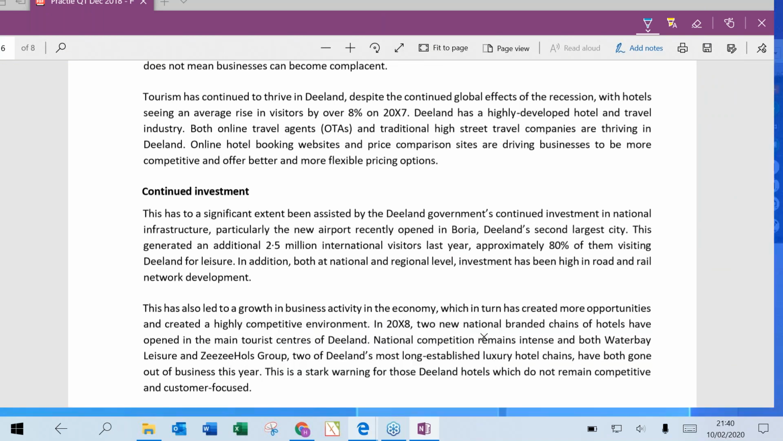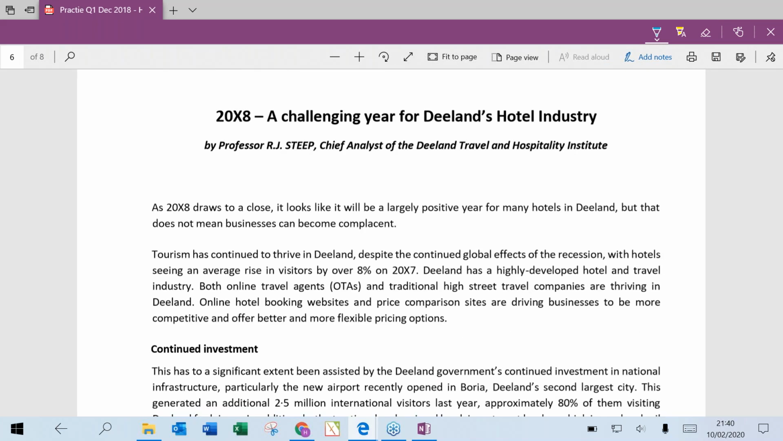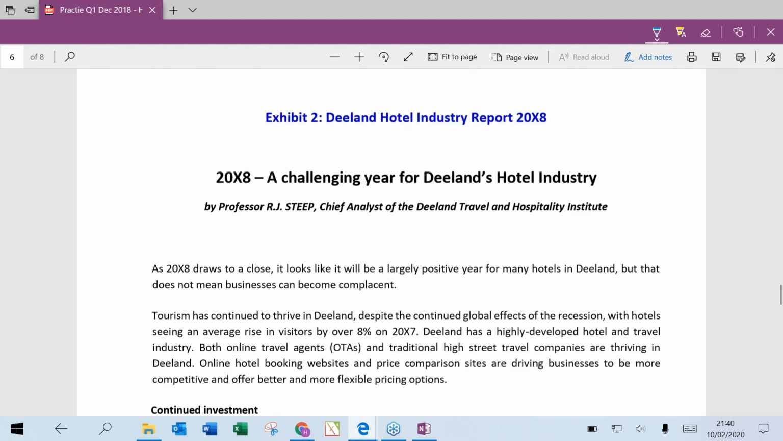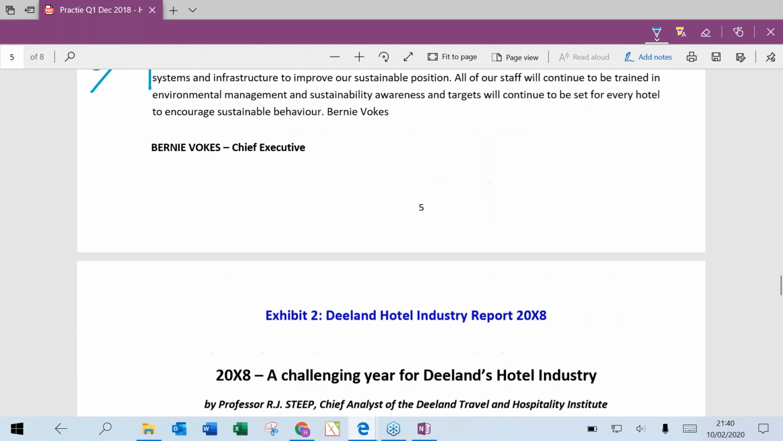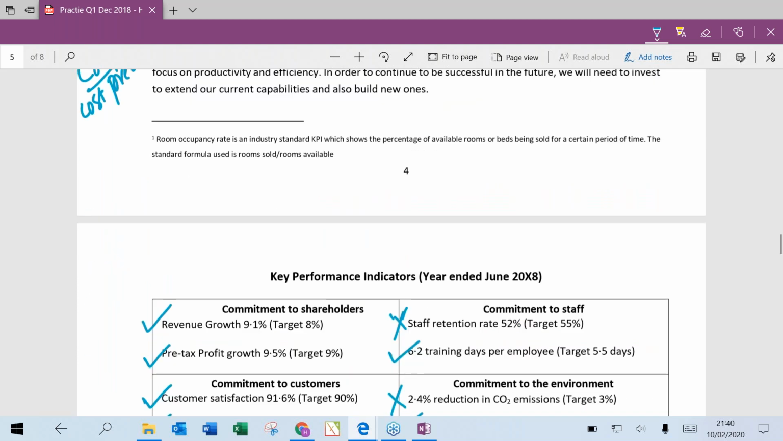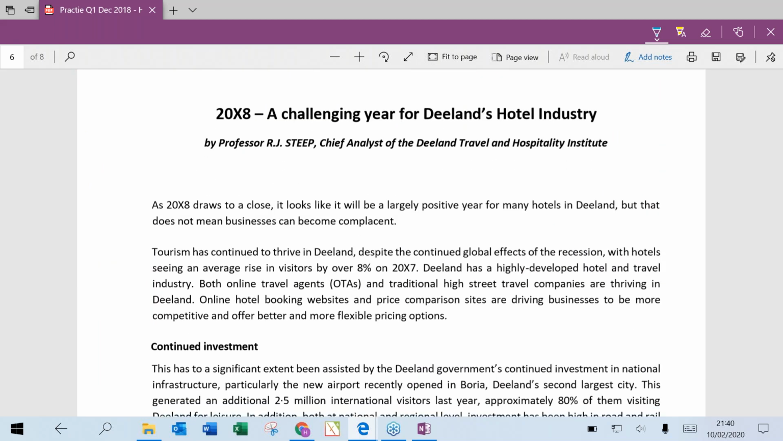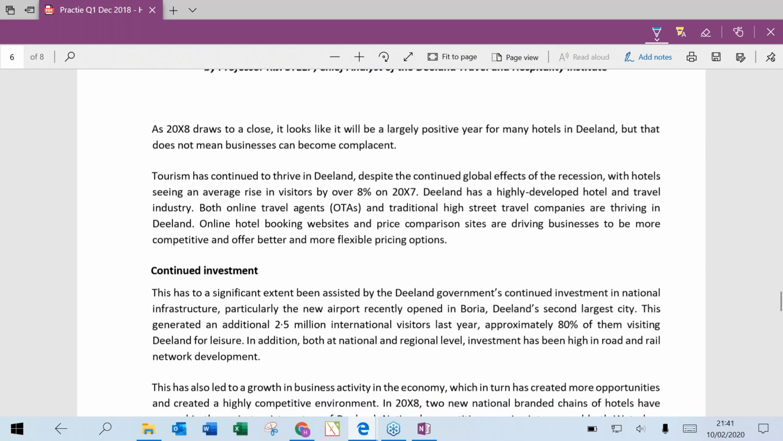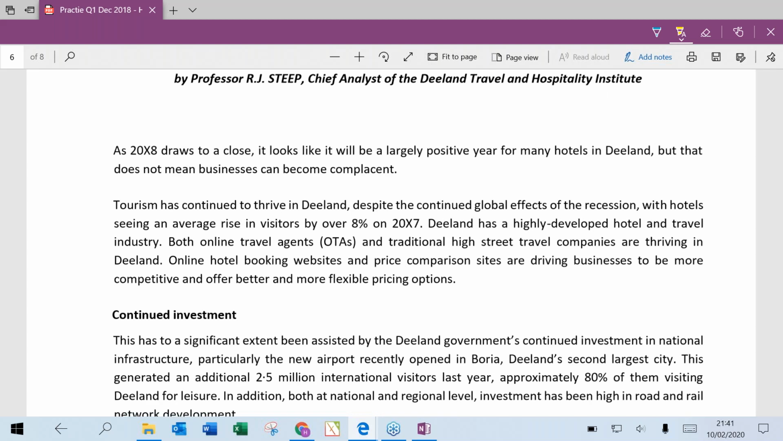I could have gone very fast, but I prefer that you understand before I proceed. So Exhibit 2 is more relevant to requirement B. I know this because I've read the question many times. So let's read Exhibit 2 tomorrow. Let's focus on success factors, most of which are sitting in Exhibit 1. There are some success factors in Exhibit 2. So let's quickly go through certain paragraphs of Exhibit 2.